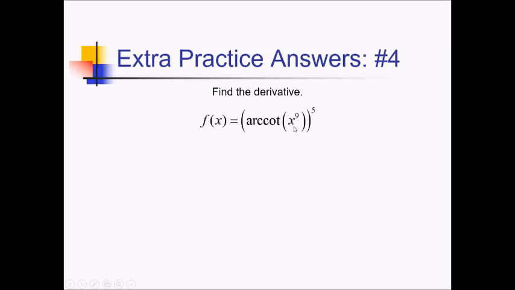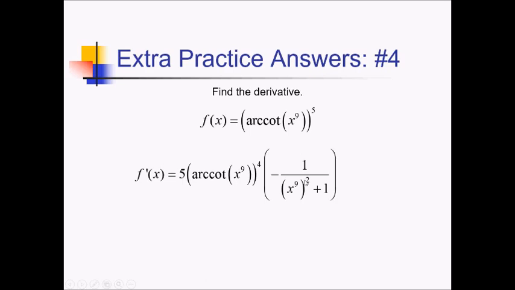For this problem, we're trying to take the derivative of this crazy expression. So we're going to use the chain rule, starting with our outer function, which is something to the 5th power. We've got 5 times this big something here to the 4th. Now we have to multiply by the derivative of arccotan of something. So that's going to be negative 1 over the something squared plus 1, so x to the 9th squared plus 1. Now we have to multiply by the derivative of x to the 9th, the innermost function. That's 9x to the 8th, and we're done with this.